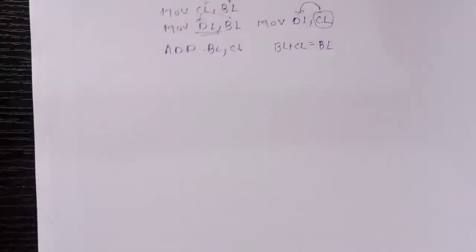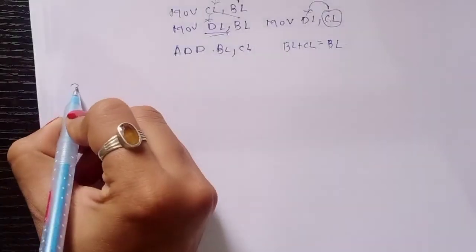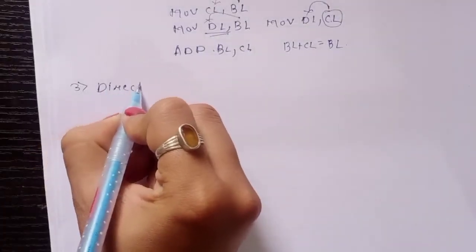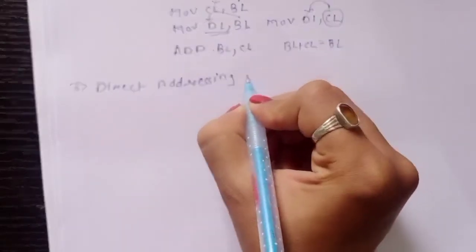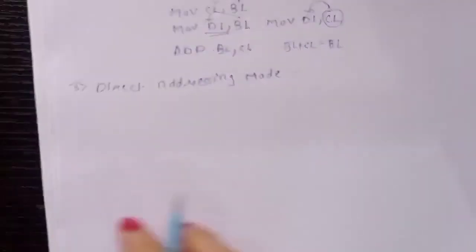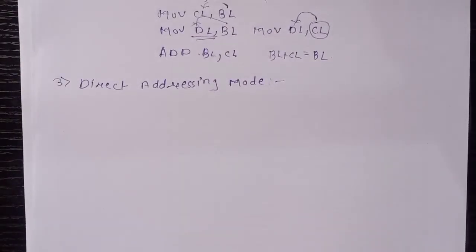Now the next addressing mode is direct addressing mode. Now what is direct addressing mode? In immediate addressing mode, data is directly given in an instruction. In register addressing mode, data is given in a register. Now in direct addressing mode, the address is given in the instruction. Neither data nor register. The address is given in the instruction.